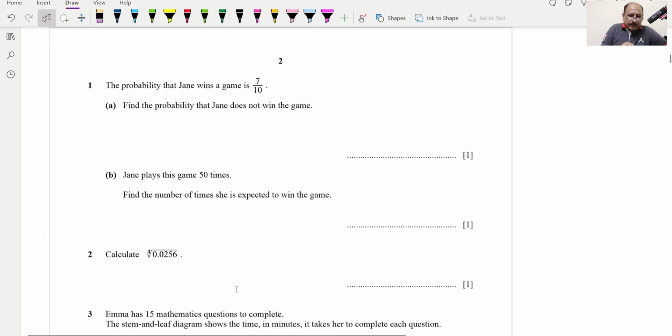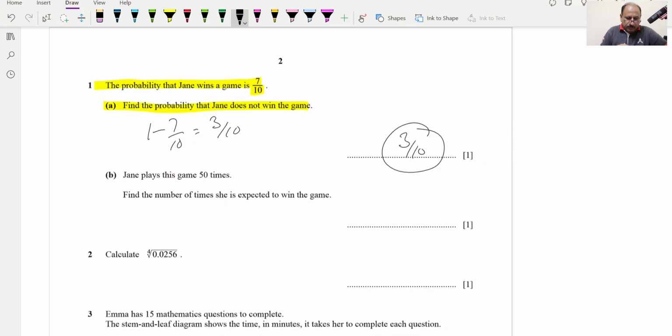The probability that Jane wins a game is 7 by 10. Find the probability that Jane does not win the game. So we know that the total probability is 1, so 1 minus 7 by 10 will be equal to 3 by 10. So our answer will be 3 by 10. This will be the answer.